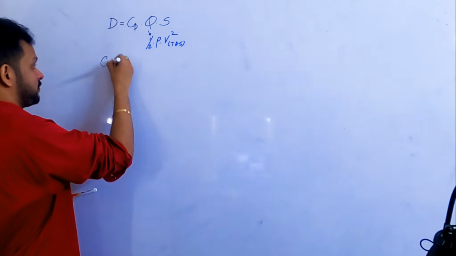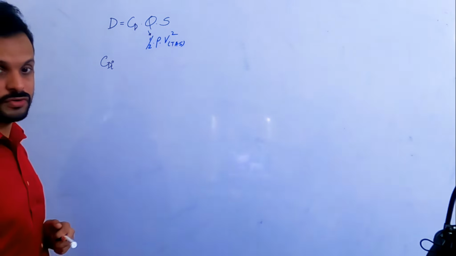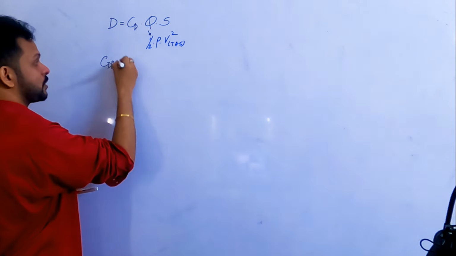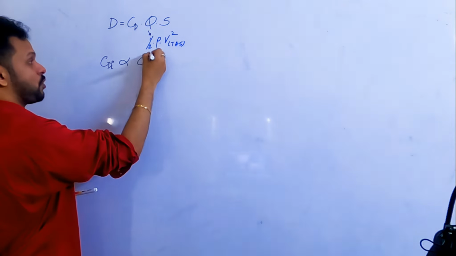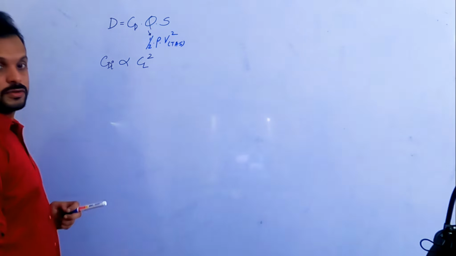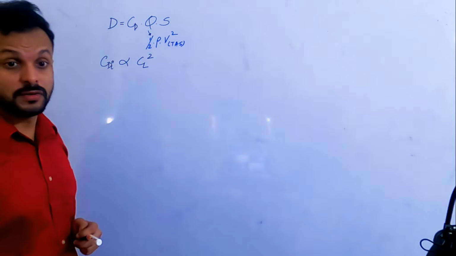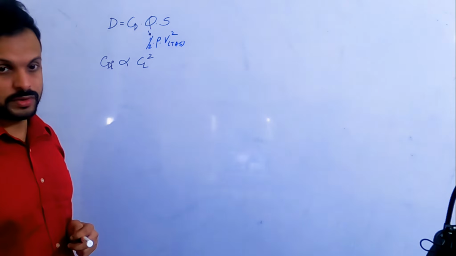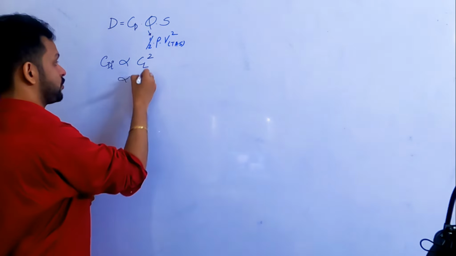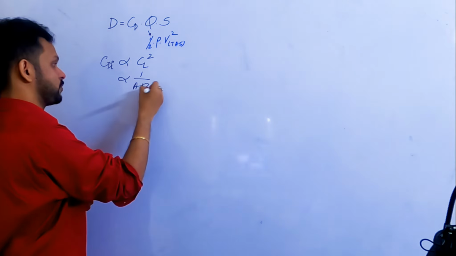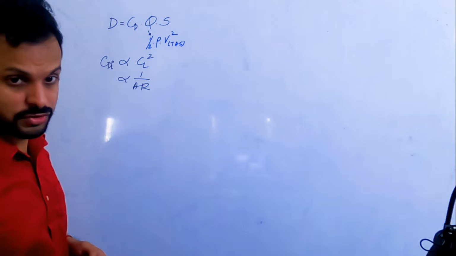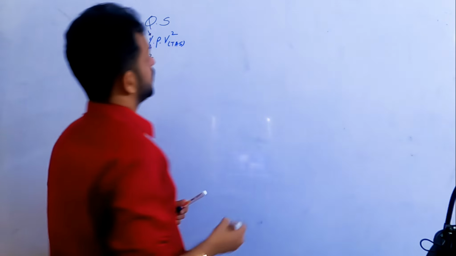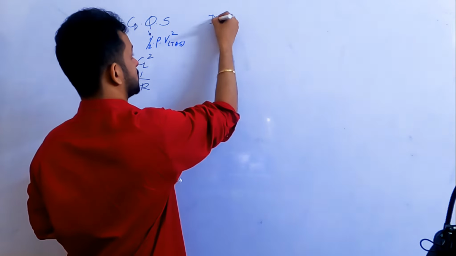Now we saw the dependency of the lift induced drag. The measure of lift induced drag is the lift induced drag coefficient, but that depends upon the coefficient of lift. To what power? Square. So it's proportional to the square of the coefficient of lift and inversely proportional to the aspect ratio. Alright, now imagine that I double the velocity.